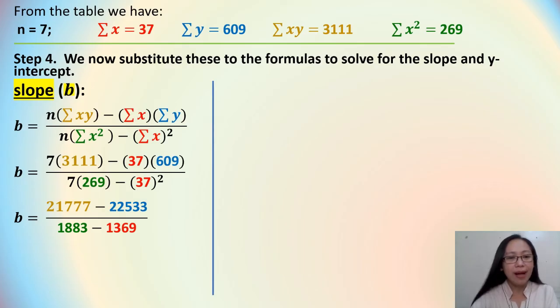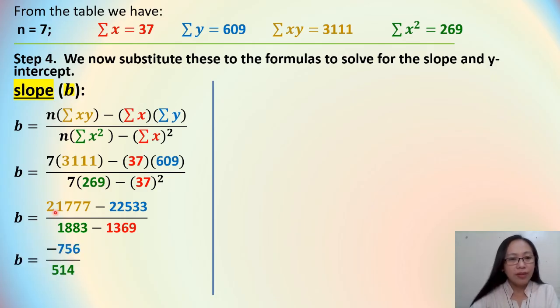Now, applying the mathematical operations, we have here 7 times 3,111, that is 21,777, minus, we copy the sign, 37 times 609, that is 22,533. For the denominator, we have 7 times 269, you have 1,883. And then 37 squared is 1,369.